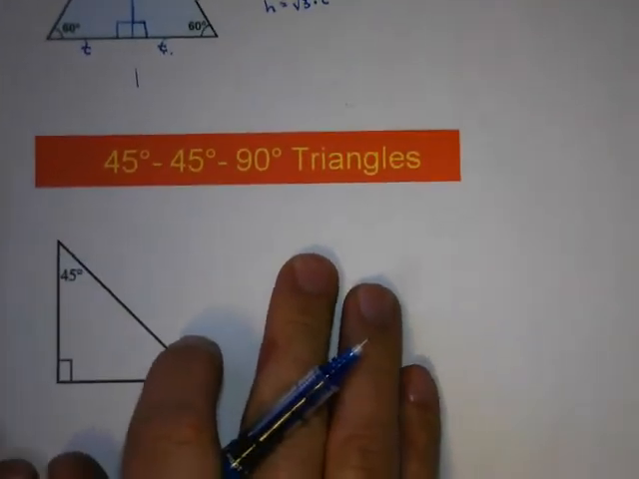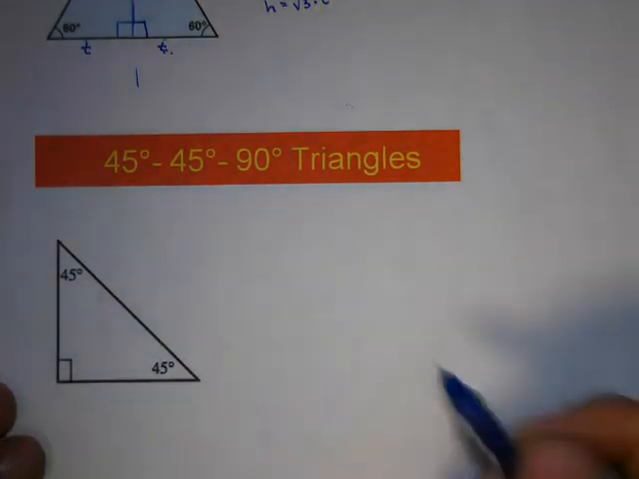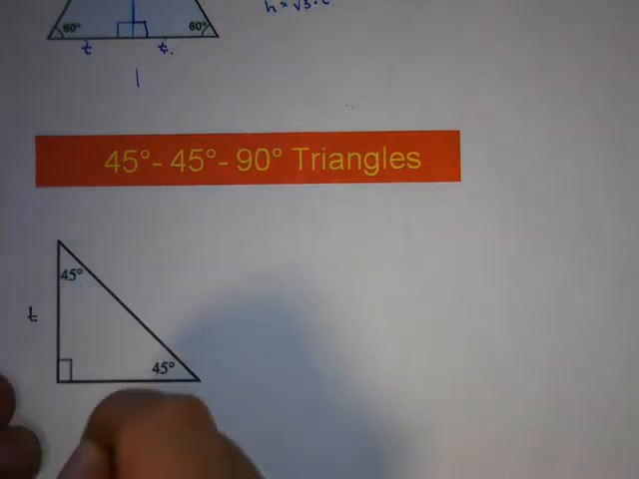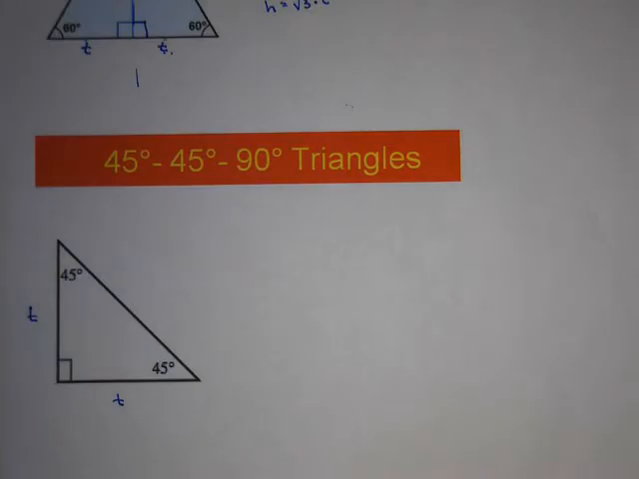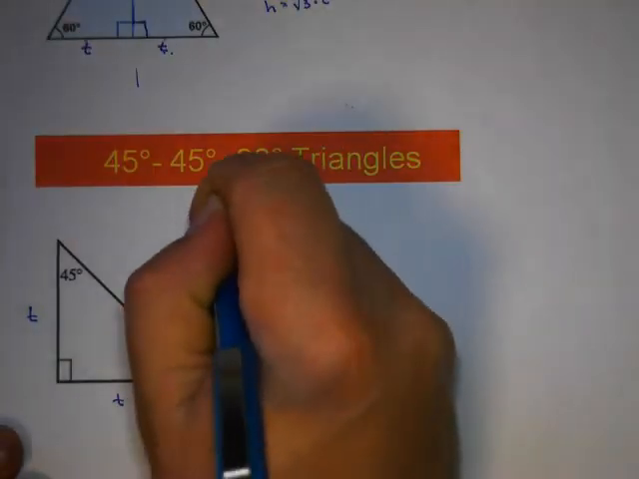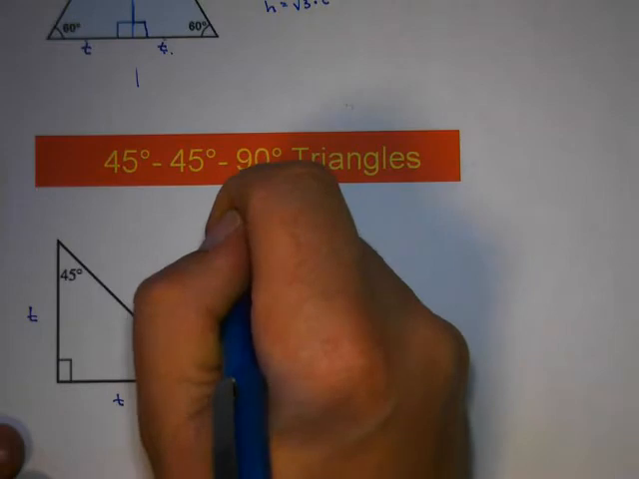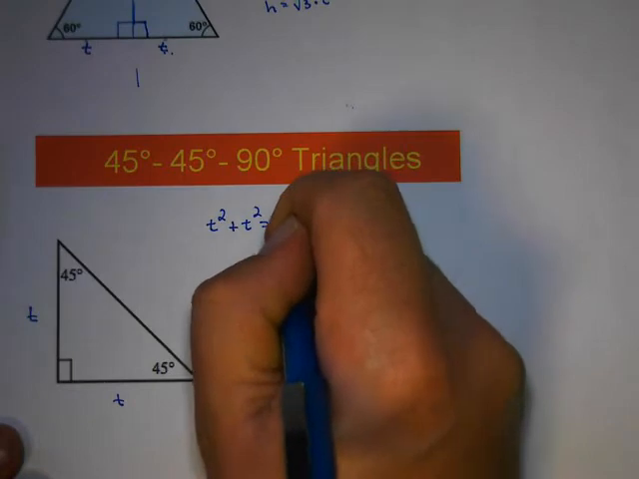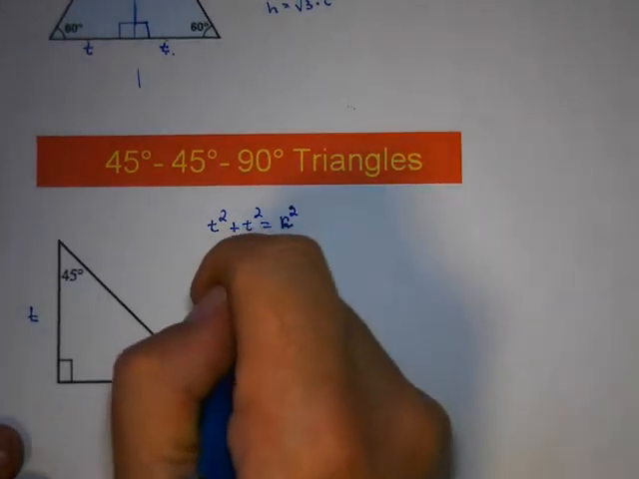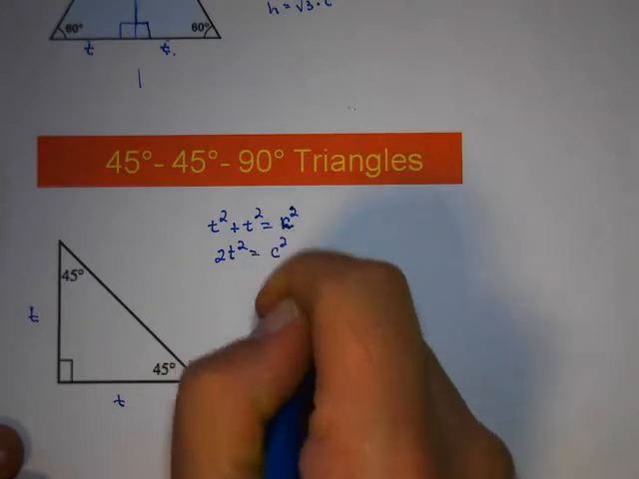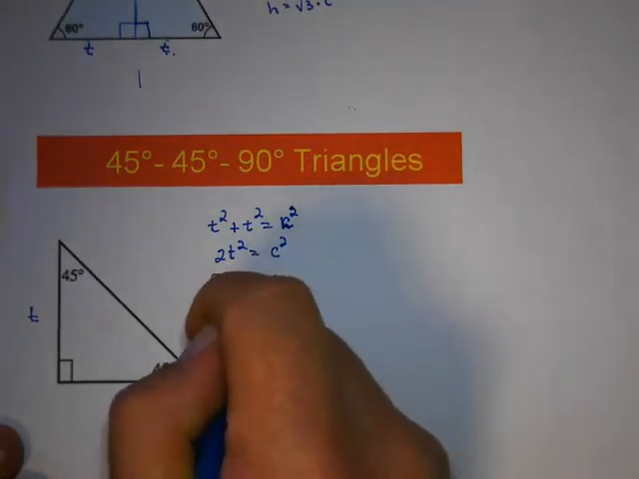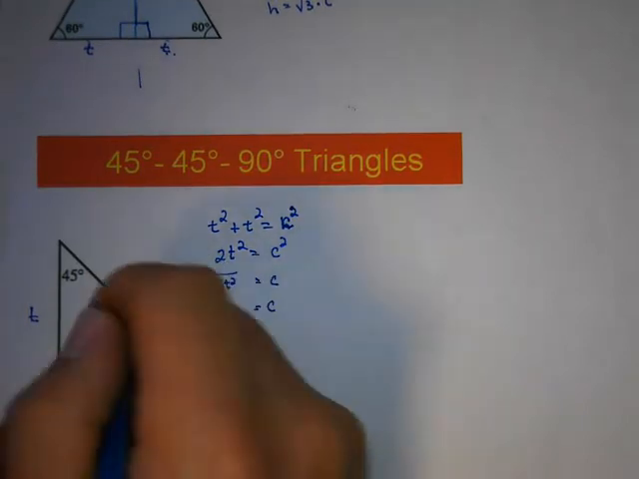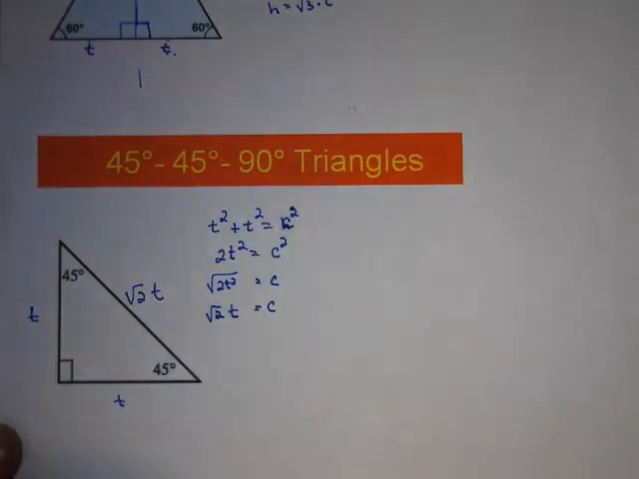So now for 45, 45, 90, we'll do the same thing. If these angles are the same, then this side has to be the same. So I'm going to say t and t. To find the hypotenuse, it's going to be t squared plus t squared equals, we'll say, h or c squared. So this is 2t squared equals c squared. c equals the square root of 2t squared. So c equals the square root of 2 times t.